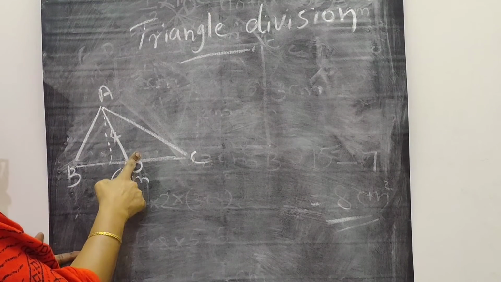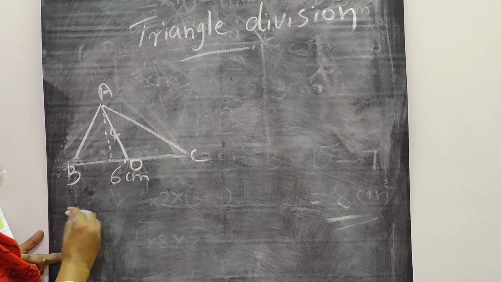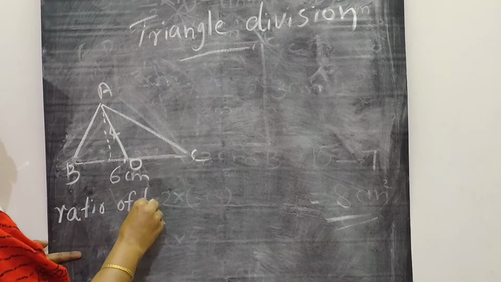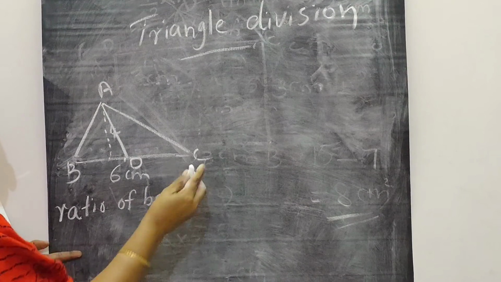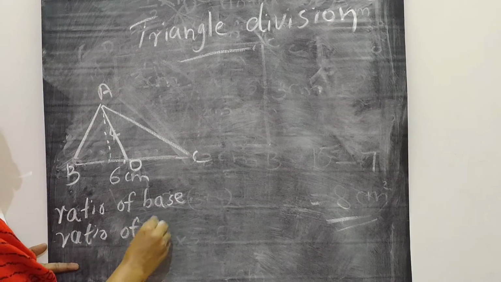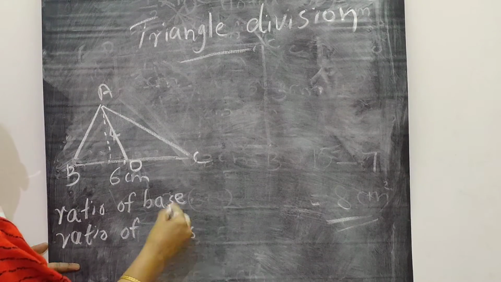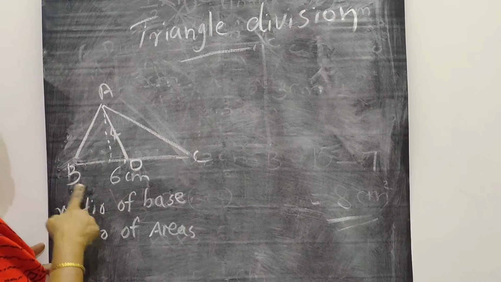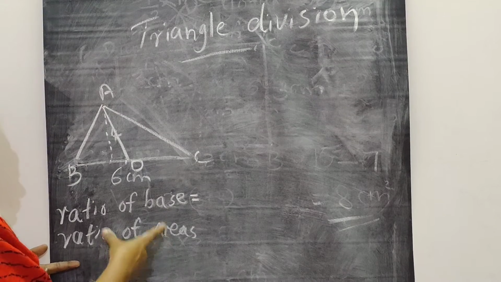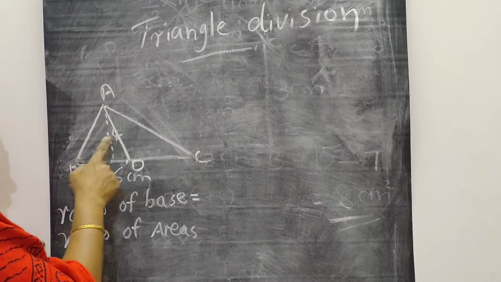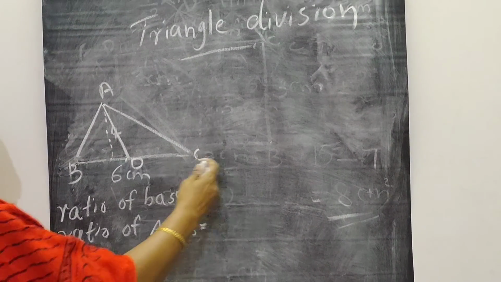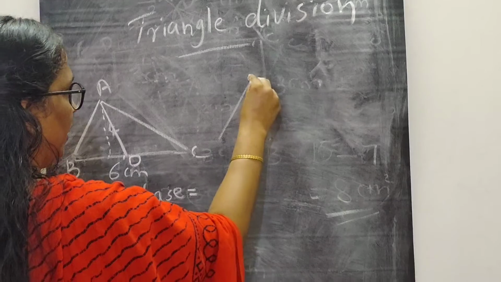For these two triangles, the question is: first, you have to write the ratio of the base. And second, you have to find out the ratio of the areas. For this, find the area of these two triangles separately, and then you can find the ratio.